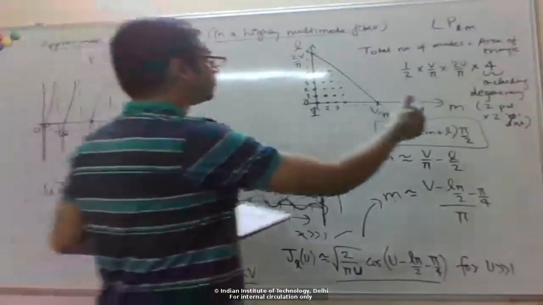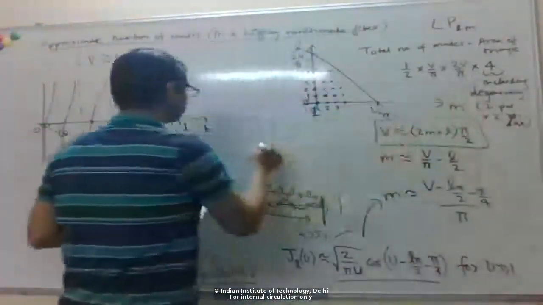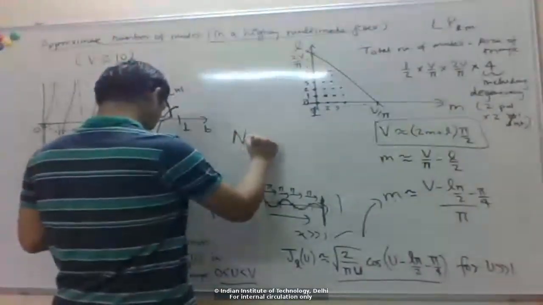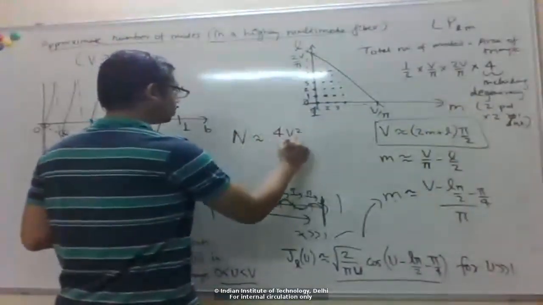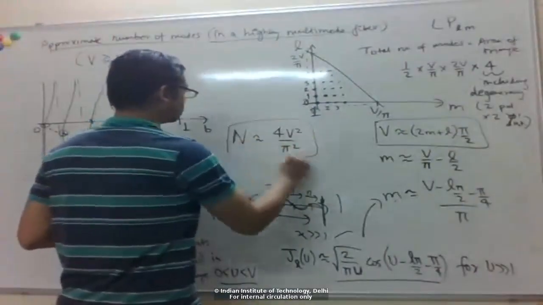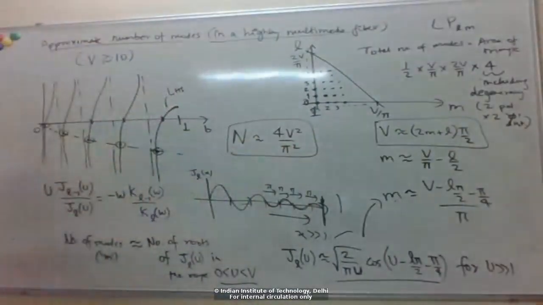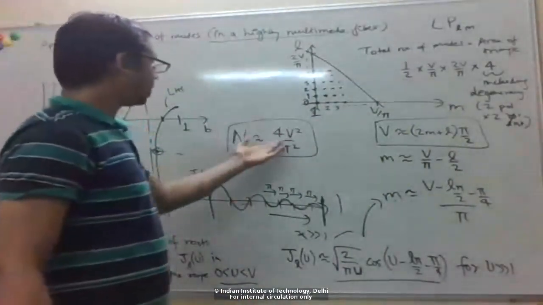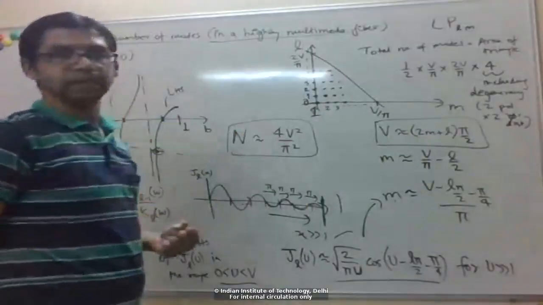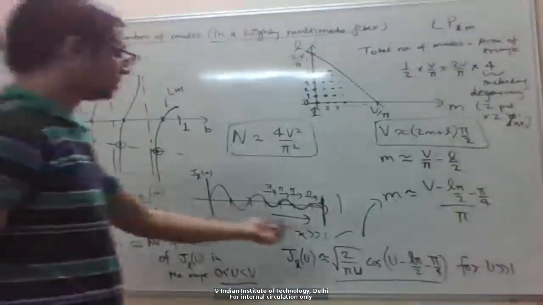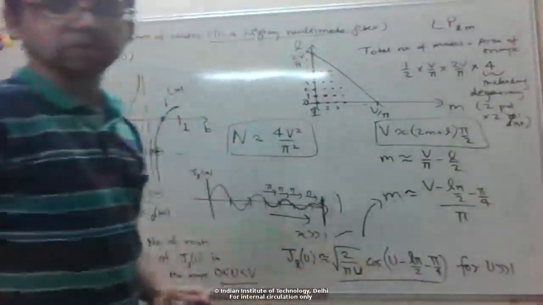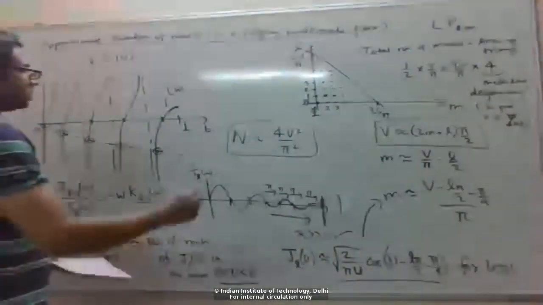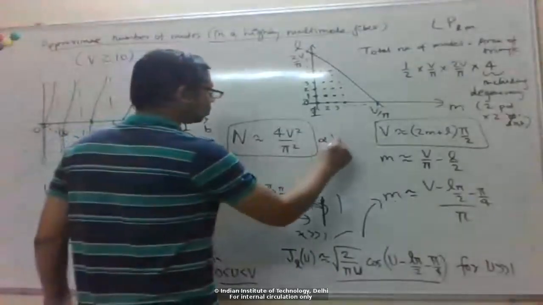Right, so you can see that the number of modes is roughly 4V² per π². This number is more accurate the higher the V number is, basically where this asymptotic form becomes more applicable. But the main point here is you can see it's proportional to V².